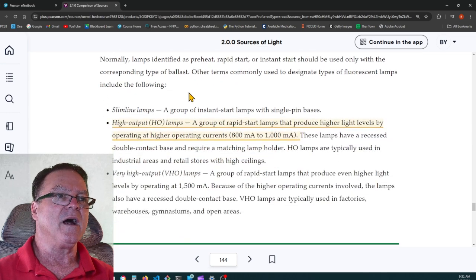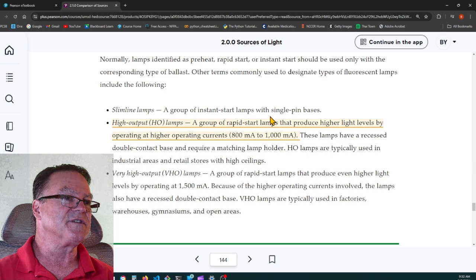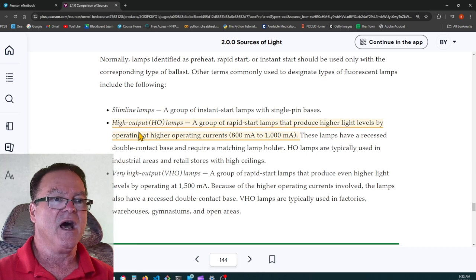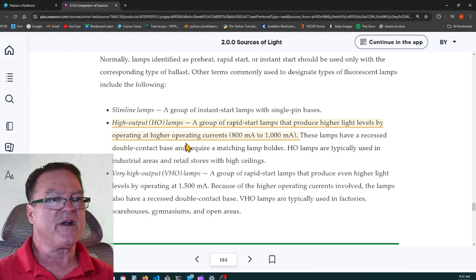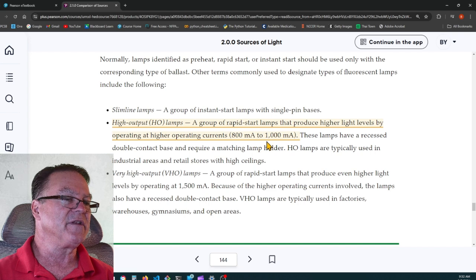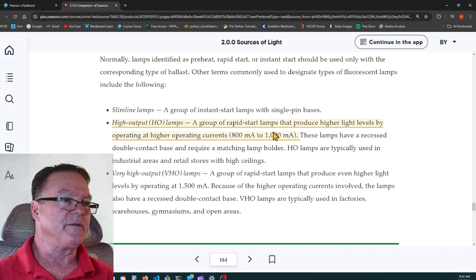So, other terms commonly used to designate types of fluorescent lamps include slimline lamps. It's a group of instant start lamps with single pin bases. High output lamps, a group of rapid start lamps that produce higher light levels by operating at higher currents, 800 milliamps to 1,000 milliamps. So that's high output lamps. These lamps have a recessed double contact base and require a matching lamp holder.